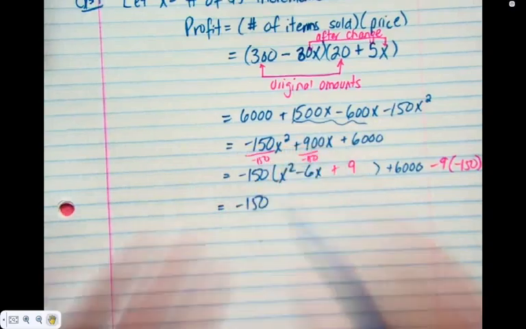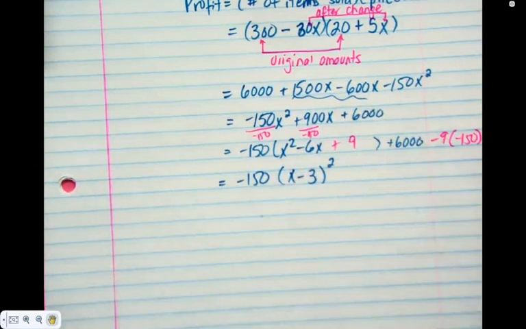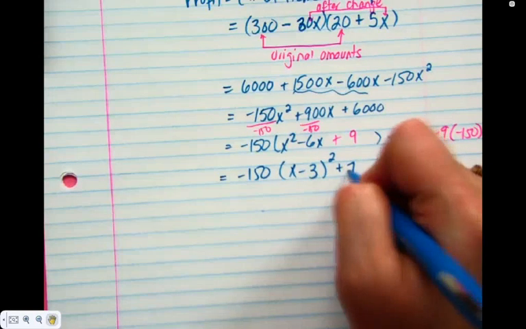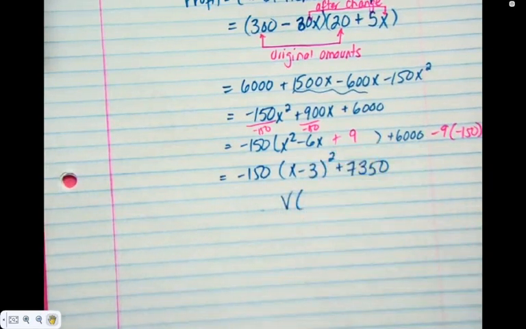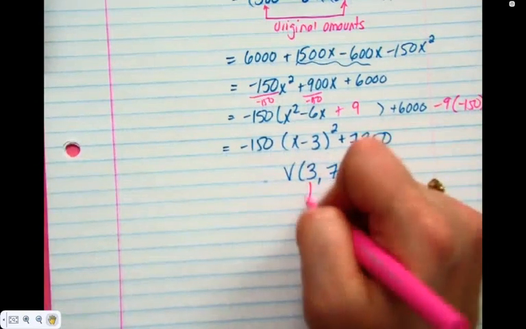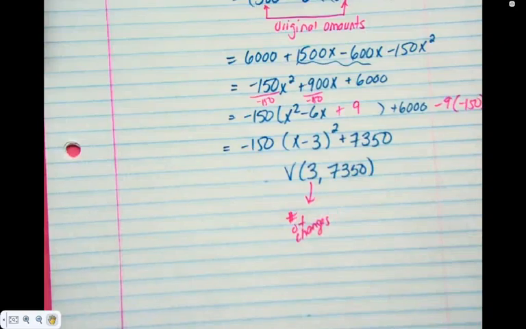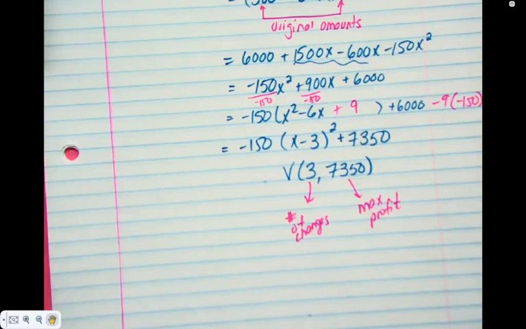Okay, finishing off the completing the square, I've got the negative 150 in front. I'm going to have a binomial squared. Offer of x minus 3. And at the end, offer of 7350. Sounds confirmed. Vertex. The 3 always represents the x, and the x is the number of changes because that's how we defined it at the beginning. The y value is always the max profit. Profit will always look like this, will always be exactly the same.